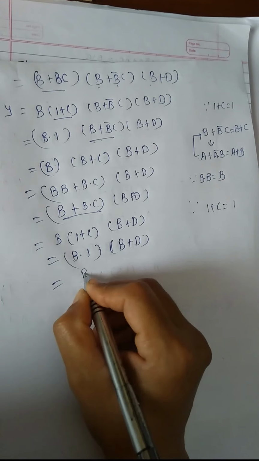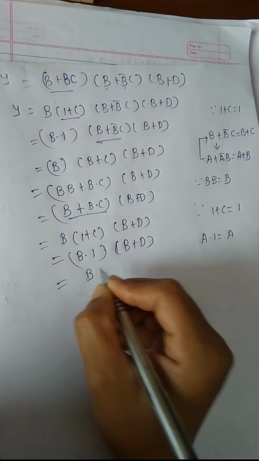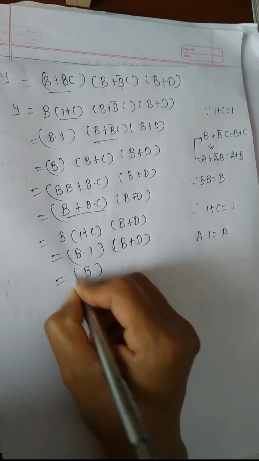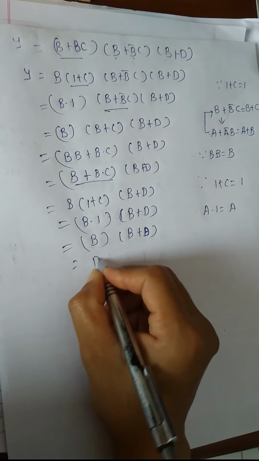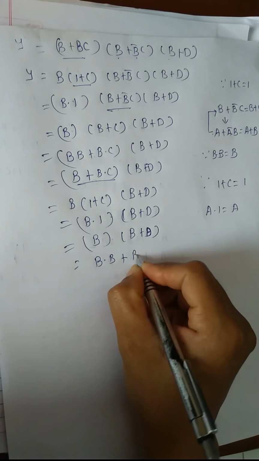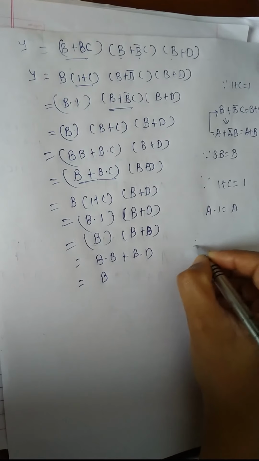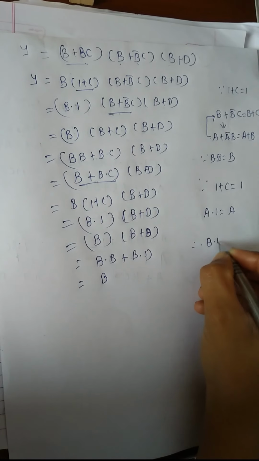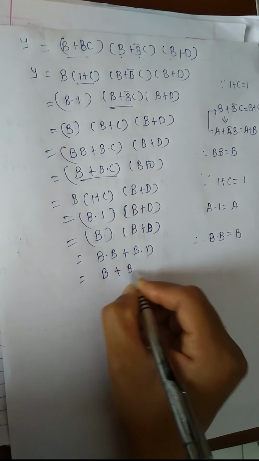So this b into 1 is represented, by that law a into 1 is a, as b. So b into b plus d. So this b is multiplied to this bracket, b into b plus b into d. b into b is represented as b, by that law a into a is a. So b into b is equal to b. So this is b plus b into d.